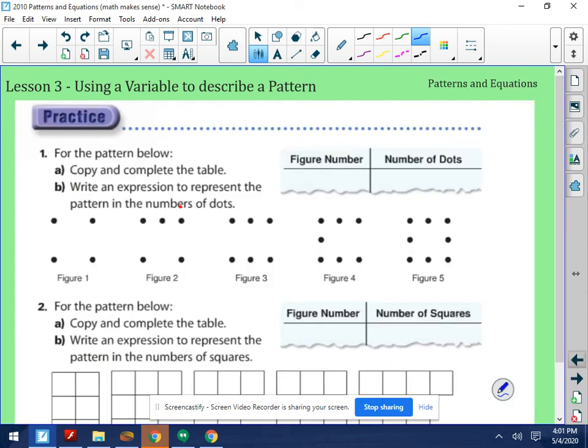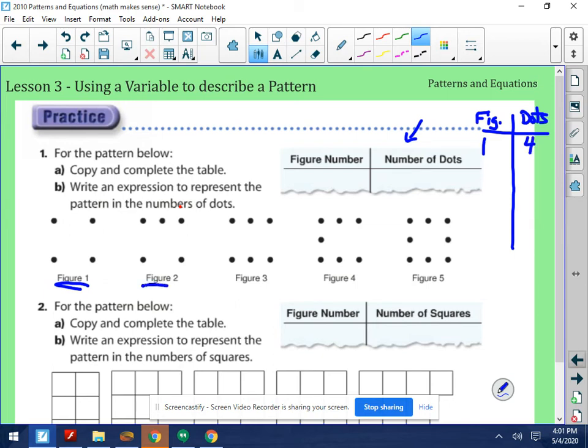So I'll try and be as neat as I can. For number 1, I have to draw in my notebook a t-table like this. So you would draw in your notebook a t-table. We have figure number, I'm just going to write down F, and dots. So figure number 1. Here's figure number 1 here. Figure number 1. How many dots does it have? Say it out loud. That's right, 4.